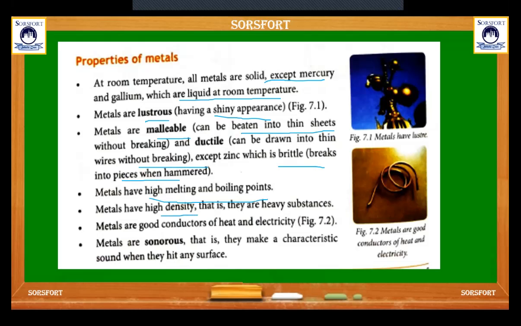Metals have high melting and boiling points. Metals have high density, that is, they are heavy substances. Metals are good conductors of heat and electricity. Metals are sonorous, that is, they make a characteristic sound when hit on the surface.